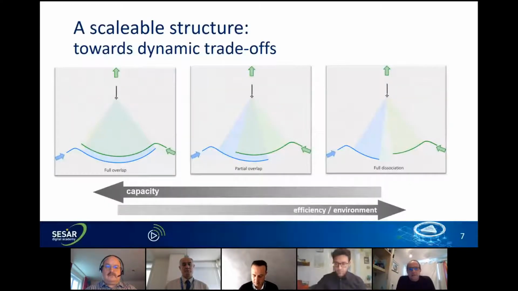And then eventually you can even imagine a full dissociation if you don't need that much capacity, in which case you can relieve most of those vertical constraints and have better vertical profile with better fuel efficiency and a better environmental impact. So this illustrates the type of dynamicity that we could be envisaging in the future. Why did I choose point merge? Just because it's more illustrative in the sense that the design clearly and directly exhibits those KPIs and this flexibility, this dynamicity property.